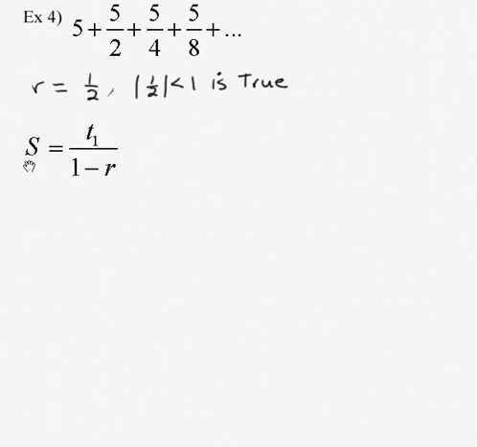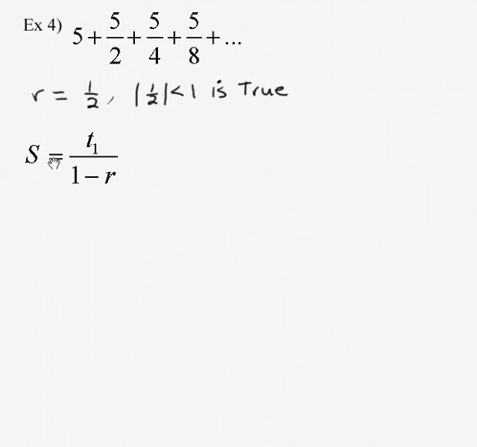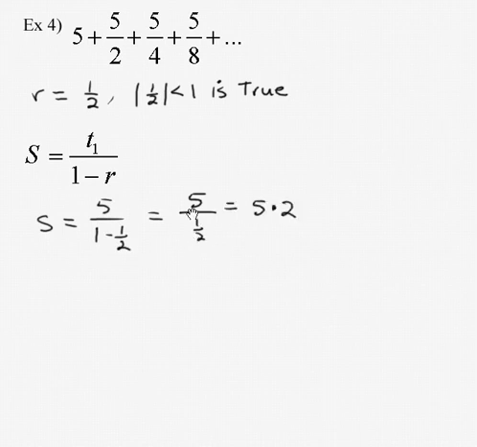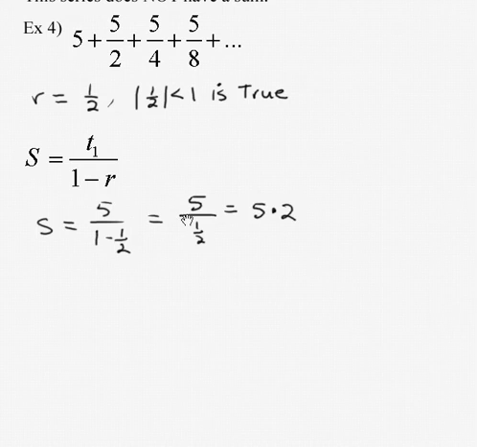So now we can say the sum of the infinite number of terms is equal to the first term over 1 minus the common ratio. First term is 5. Common ratio is 1/2. So 1 minus a half is a half. 5 divided by a half is the same as 5 times the reciprocal of a half, or 2. And 5 times 2 is 10. So the sum of the infinite number of terms here in this infinite geometric series is 10. Well, that's our look at finding the sum of the infinite geometric series.